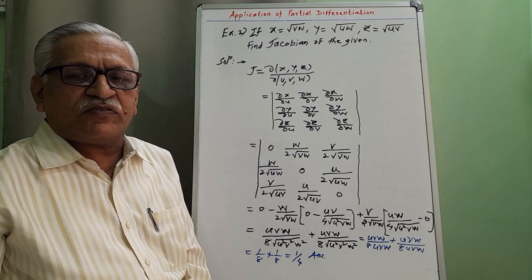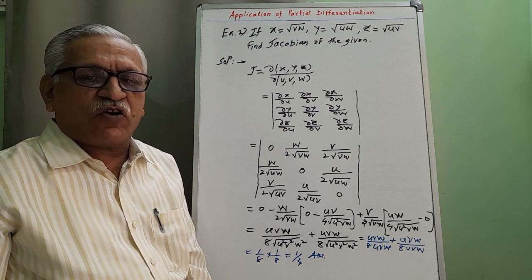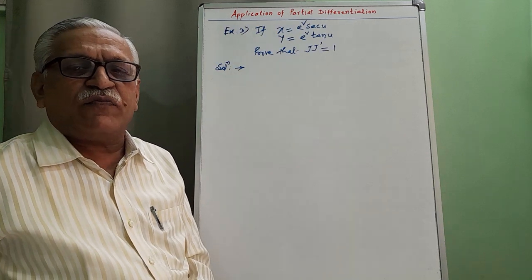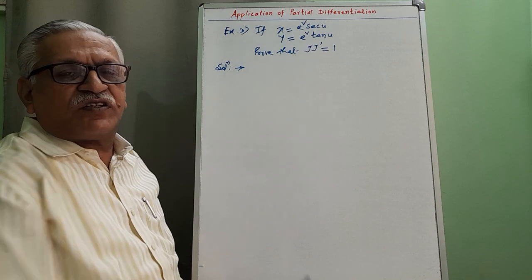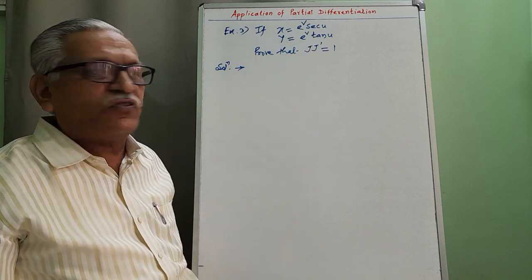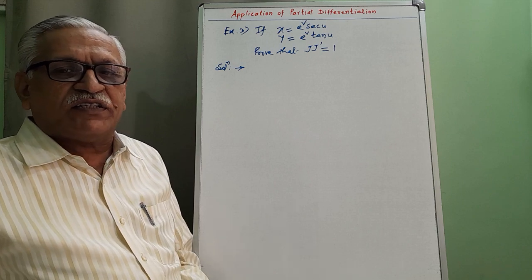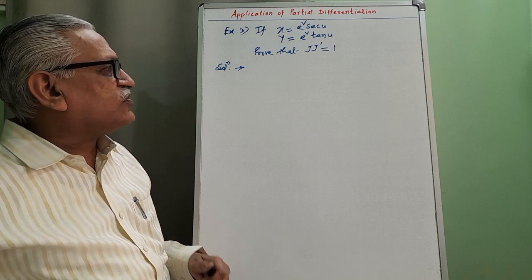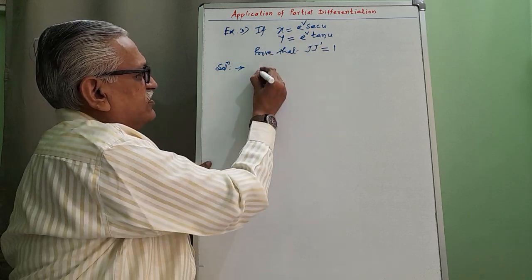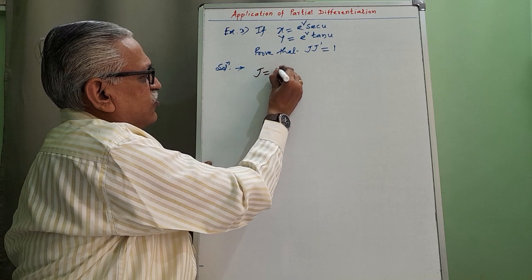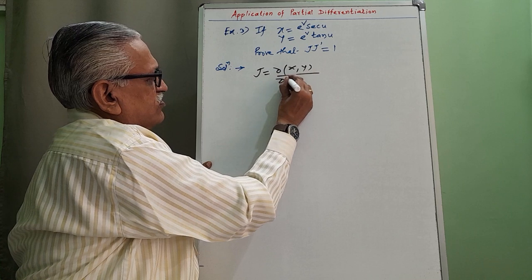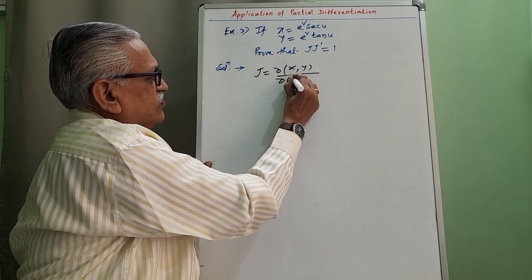The next problem is for the property of Jacobian, J dash is equal to 1. Third example: if x is equal to e raised to v into secant u, function of u and v, and y is equal to e raised to v into tan u, then prove that J into J dash is equal to 1. First we have to find J, the Jacobian of xy with respect to uv.